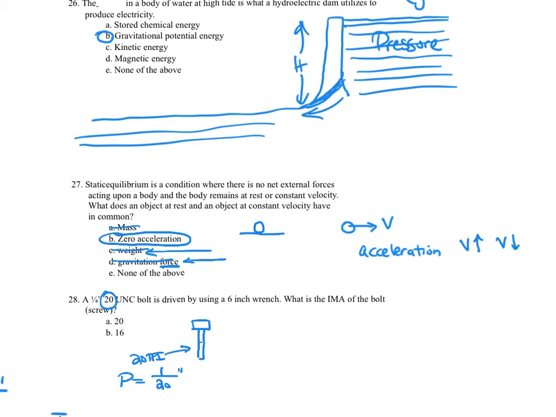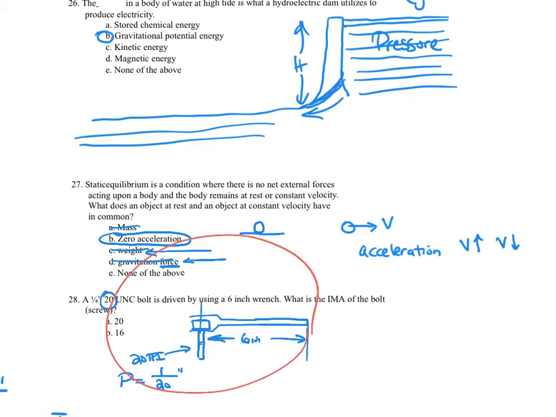So if you focus in really close and look at the distance between two threads on a screw, for this specific bolt, that distance is going to be 1/20th of an inch. Now, what I use to drive this screw matters, and it says we're using a 6-inch wrench. So that means that this dimension here is 6 inches. The longer this wrench, the easier it's going to be to turn. So for one turn of this screw, if I turn this wrench once, my effort force covers the circumference of this circle that's generated.